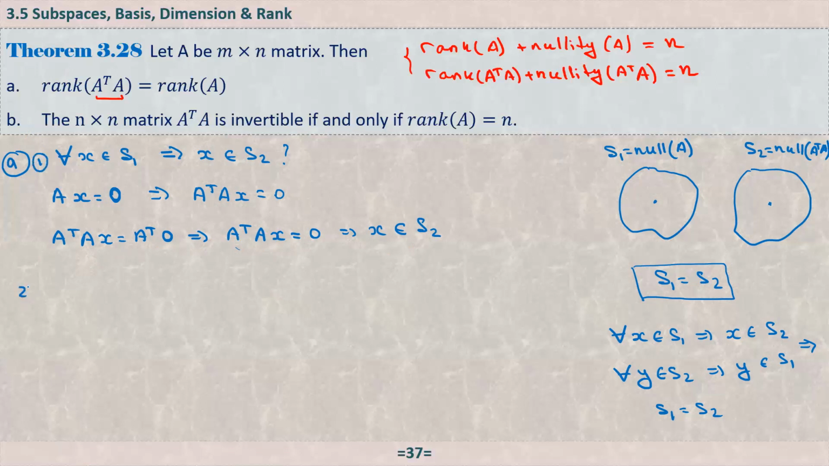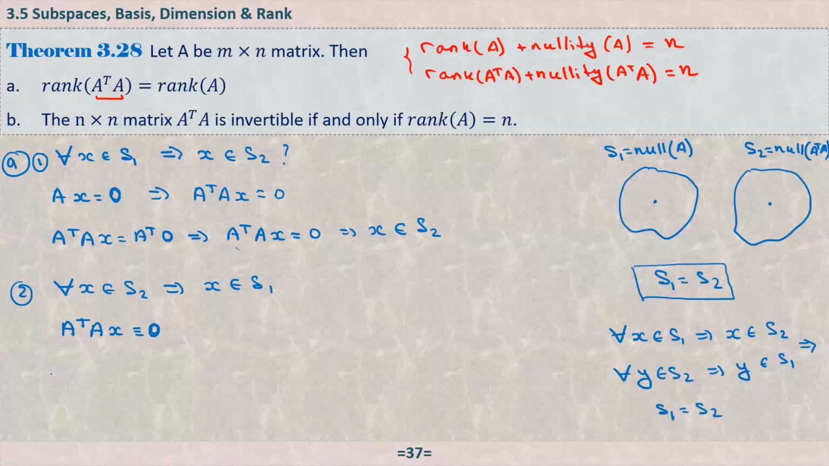Now the second one. I will show that if you pick any vector from S2, it is also an element of S1. Picking any vector from S2 means it is a solution of the system A transpose A X = 0. So I have to show that it also satisfies the equation AX = 0. To show this, let me multiply both sides by X transpose.